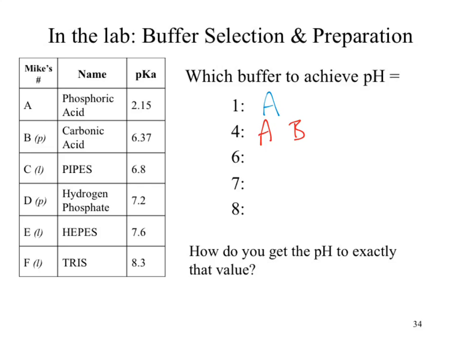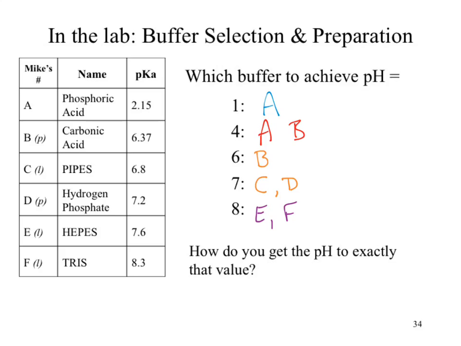Carbonic acid is absolutely going to be our best choice there. It's for sure the absolute closest to that. Okay? Almost spot on. pH is 7. Okay? We're probably looking at C or D. Both of those are very, very close. 8. E or F.